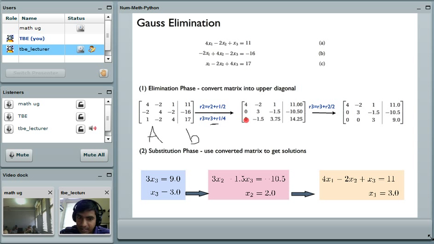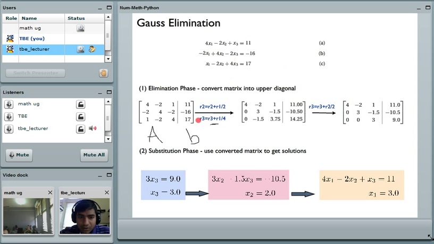But still this matrix is not an upper diagonal matrix. So what I should do is perform another operation where I get rid of this minus 1.5. So how do I get rid of this minus 1.5? It's very simple. I can just take row 3 and add it with row 2 divided by 2. So you have 3 by 2 is 1.5. I add it up here, you'll get 0.